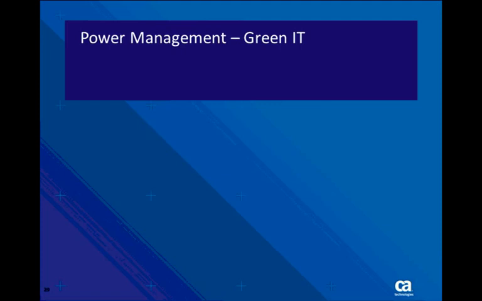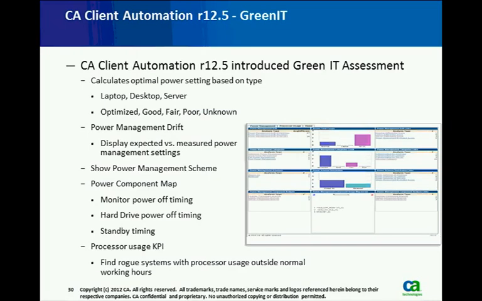And then I wanted to talk about power management and green IT. In the 12.5 release, we added a green IT assessment in our asset intelligence tool. And it goes out there and collects all of your power settings and does some analysis across your install base. On your power management drift, you know, if you have a policy and you've set all of your images to have a certain power setting, users go in and change them all the time. I know I do. And you can measure that power drift over time.